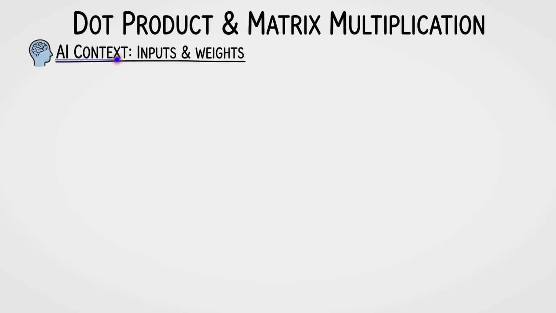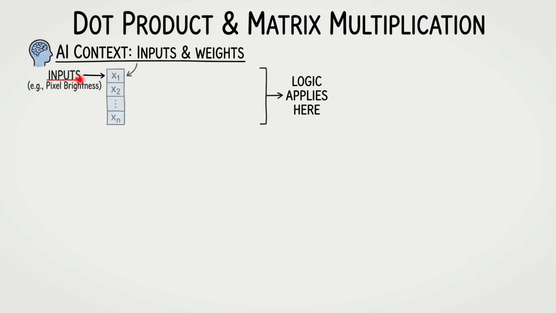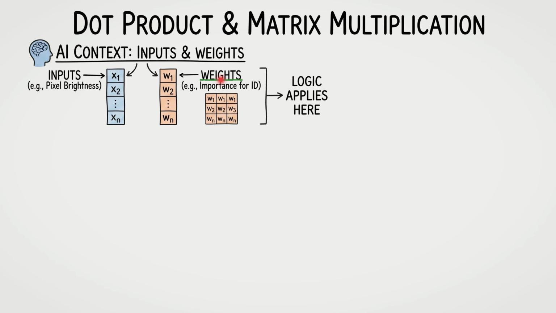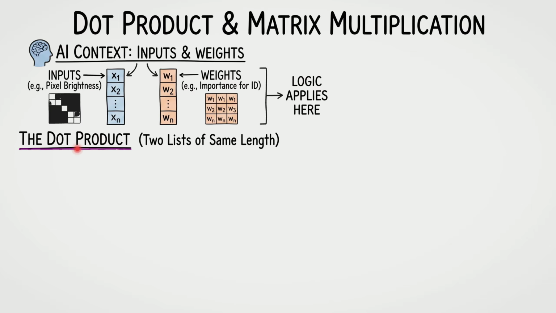In the context of artificial intelligence, we apply this exact logic to two main components: our inputs and our weights. To give you a real-world example, an input could be something like the brightness of a specific pixel in an image, while a weight represents how important that specific pixel is for identifying what the image actually shows. The fundamental building block to combine these is called the dot product.